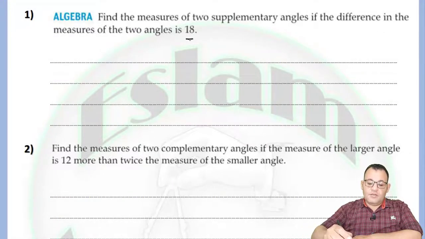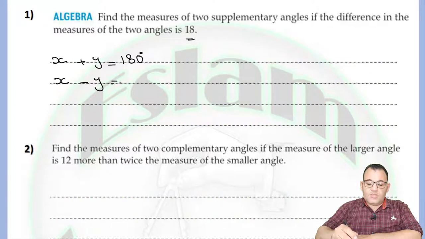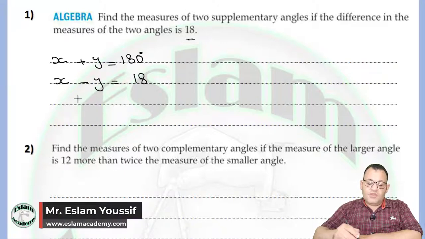their measure is 18. Let the first one be x and the second be y. They are supplementary, which means if you add them, the answer equals 180. But if you subtract them, x minus y equals 18 degrees. Now we have a system of equations. We can solve it by using elimination because we have y and y with the same coefficient but different signs.